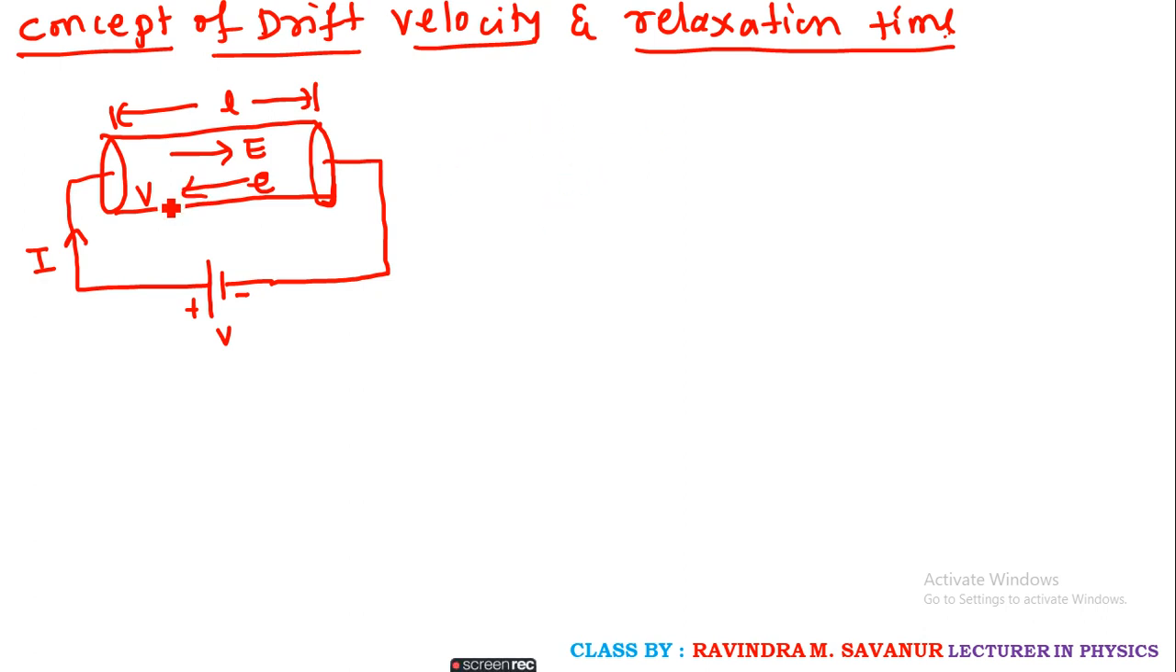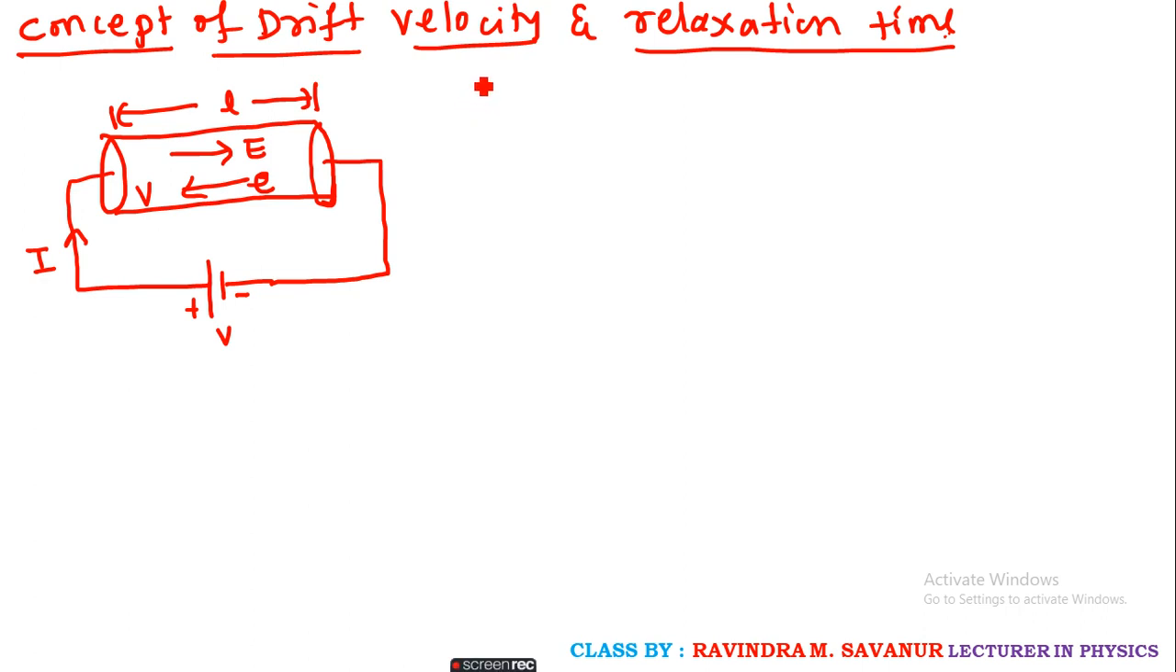So now our aim is to calculate the expression for this one. Which one? This Vd. Here the charged electron will move in the direction opposite to the electric field when you apply the electric field. Now we make two parts.